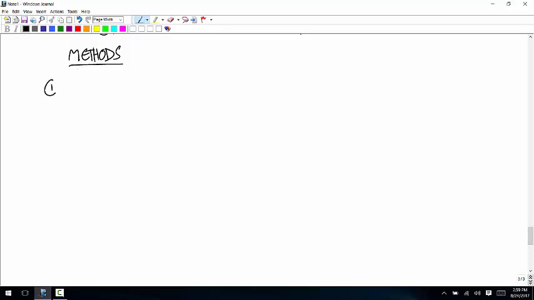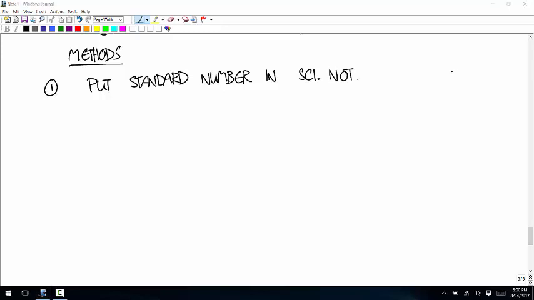So the first one is start with a standard number and put it in scientific notation. So this is to put a standard number in scientific notation. And as I describe these steps, I'm going to do them on this number, negative 541.6.